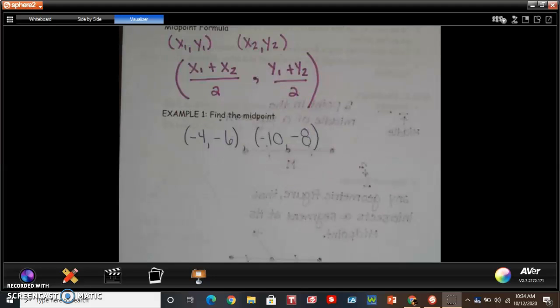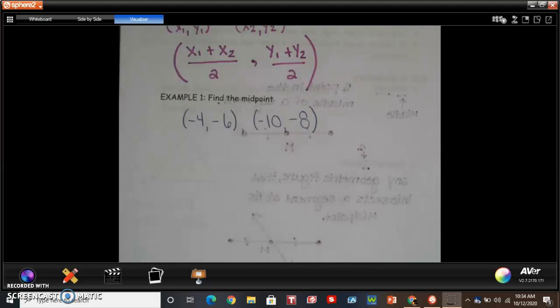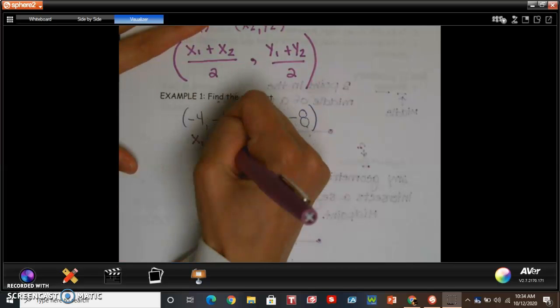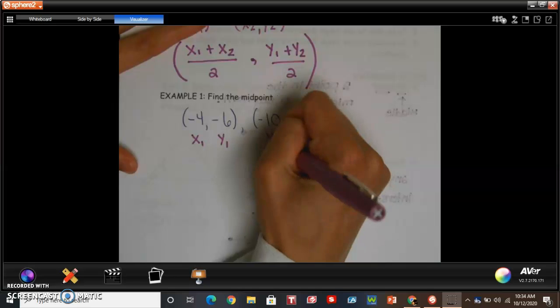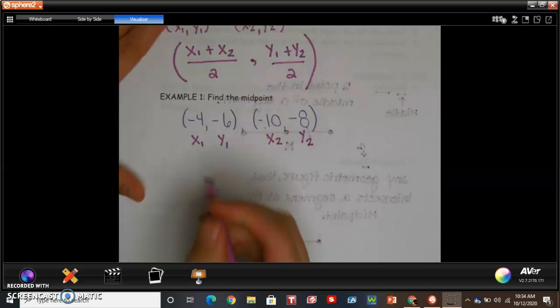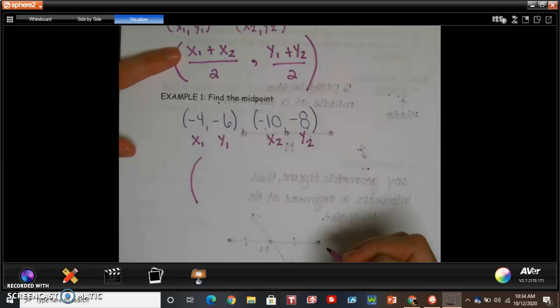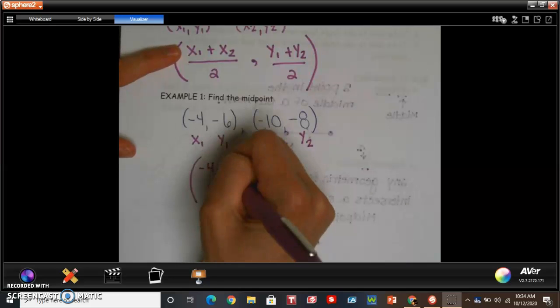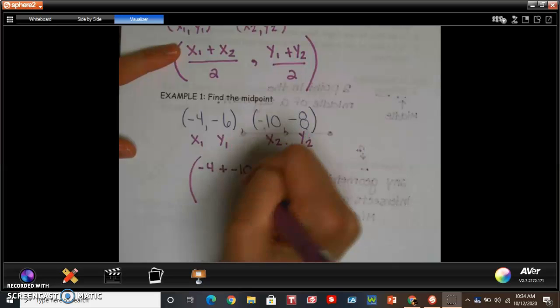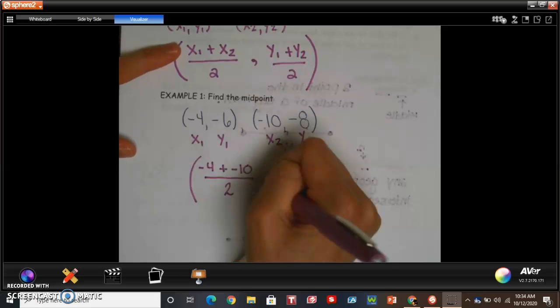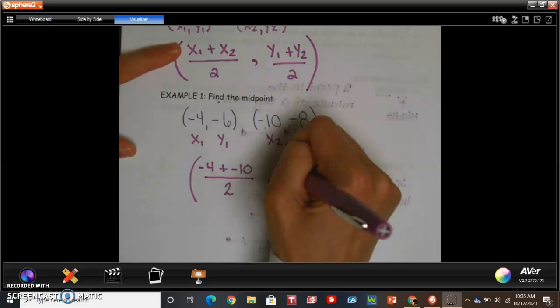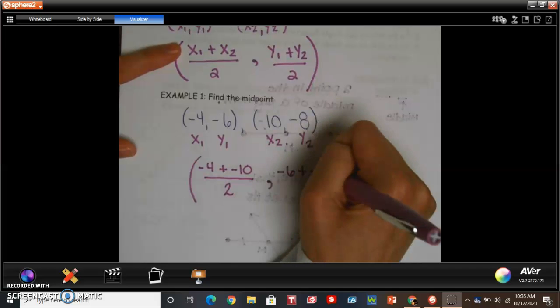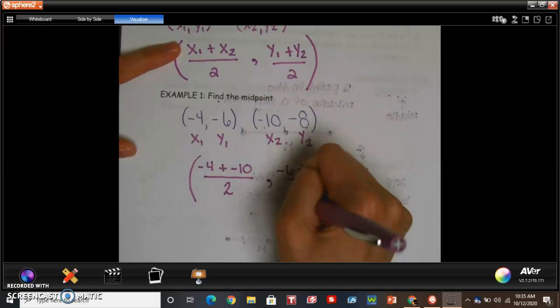So let's do an example. And just a reminder, this is an example from your actual assignment, from assignment 2. So you have 1 of your answers already from assignment 2. First thing I like to do is label everything. So I have x1, y1, and x2, y2. Now let's plug it into our formula up here. So we have -4 plus -10 divided by 2. And we have -6 plus -8 divided by 2.